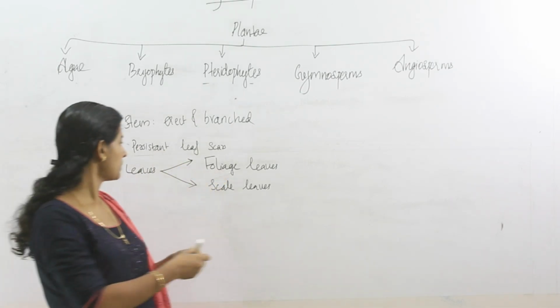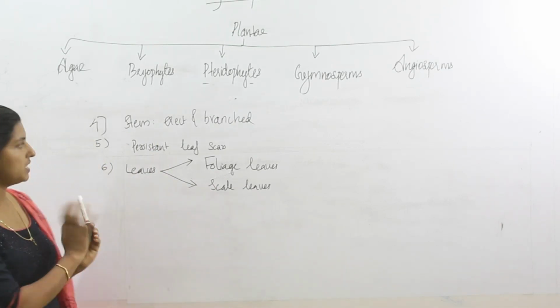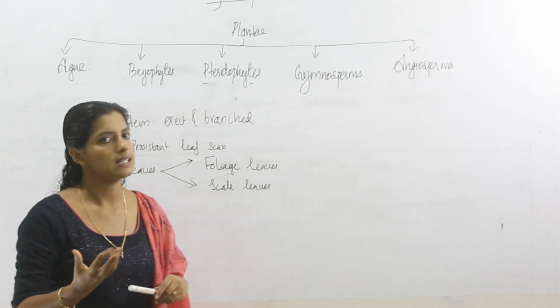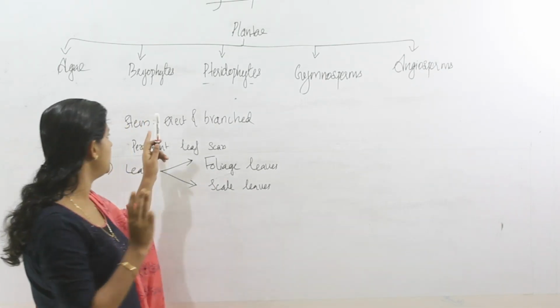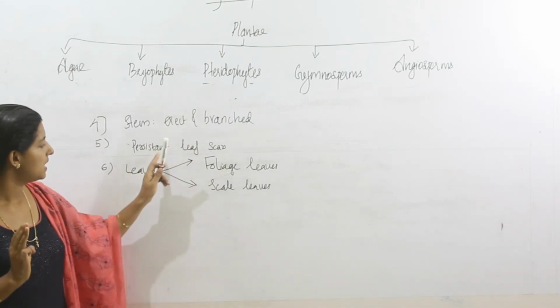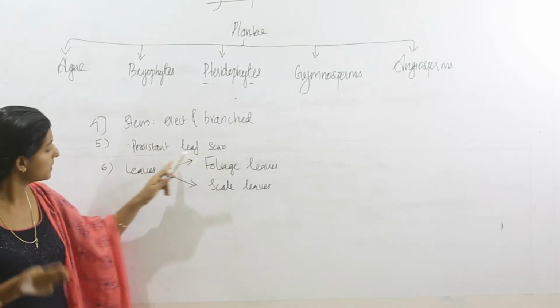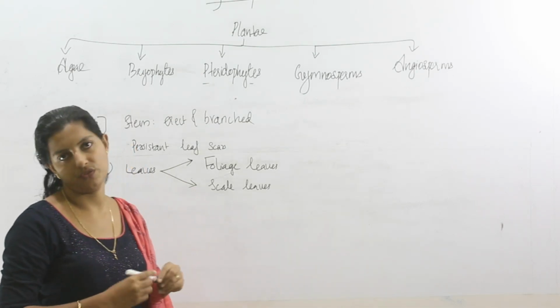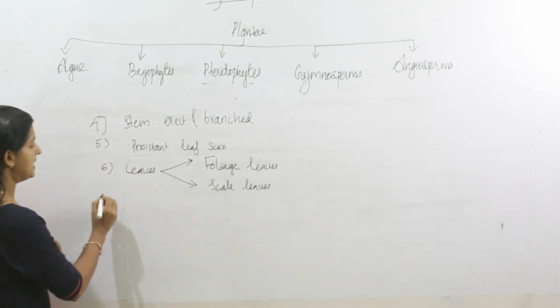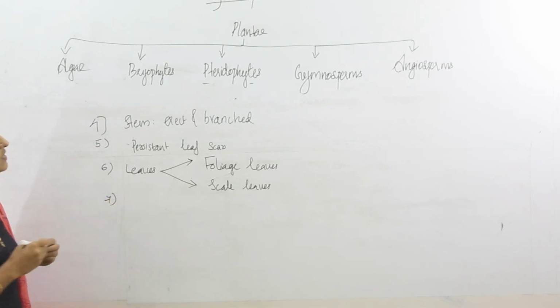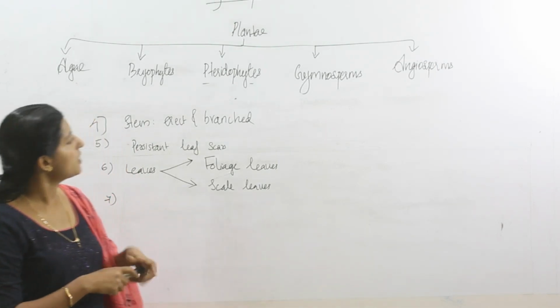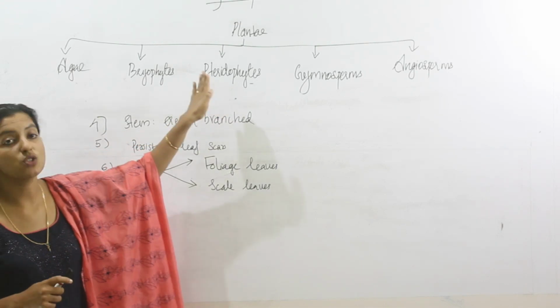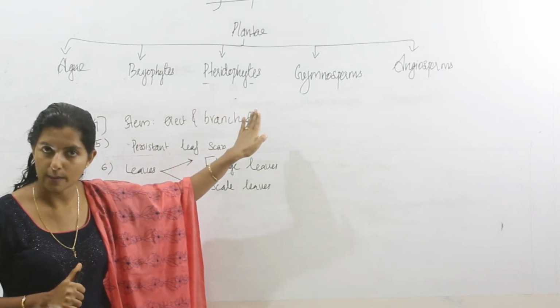Then the morphology is almost discussed. They possess the taproot system. Then we discussed the nature of stem, the presence of leaf scars in the stem, and the types of leaves. Then we are moving to the anatomical features of gymnosperms. So the seventh point is, as we already discussed, from pteridophytes onwards, vasculature, xylem and phloem elements are present.